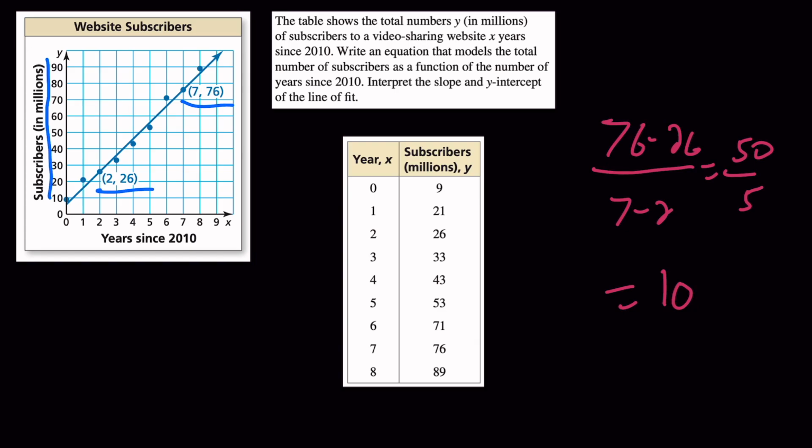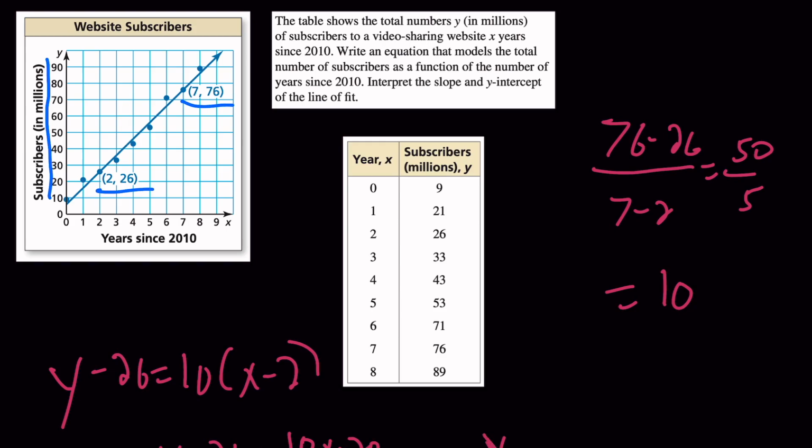Let's plug it into an equation to get slope-intercept form. So y minus 26 equals 10 times (x minus 2). So y minus 26 equals 10x minus 20. So y equals 10x plus 6.